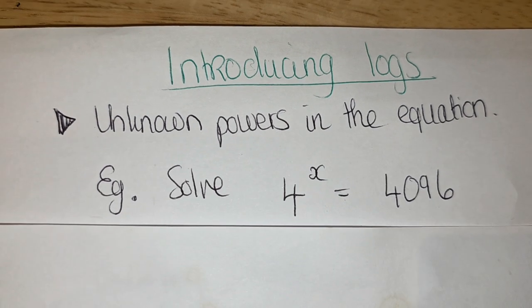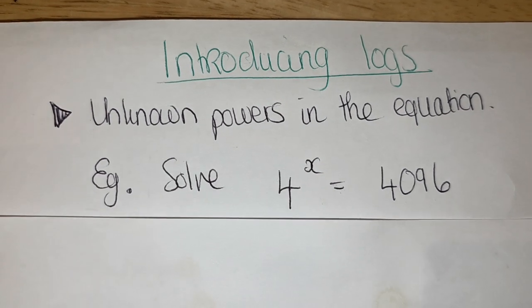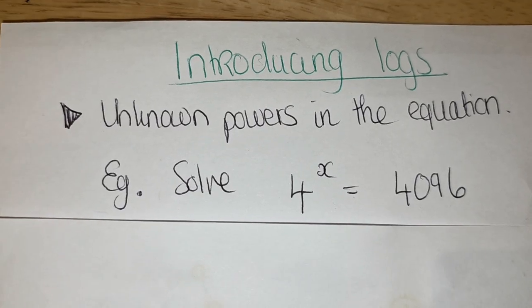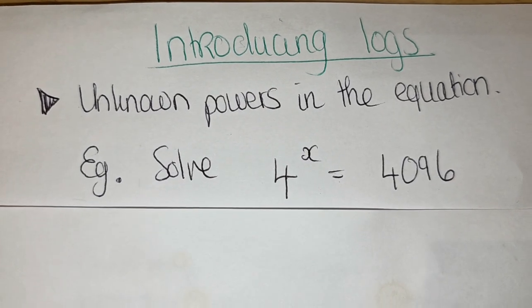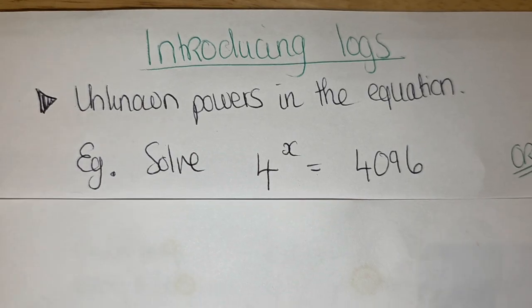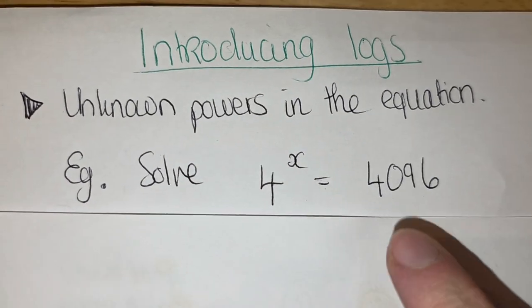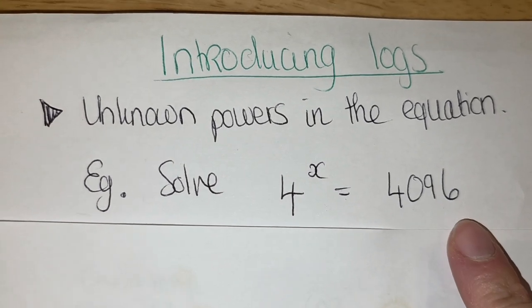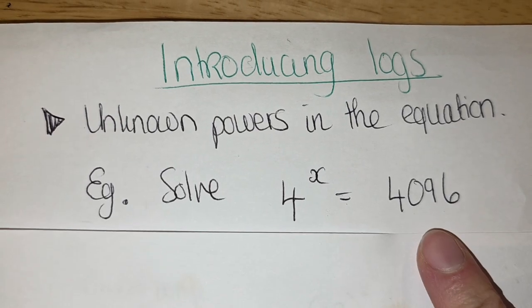Right, we've already come across solving equations with unknown powers in the index, and we learned how to use rules of indices to solve it. So, for example, if you were asked to solve the following equation, 4 to the power of x equals 4096, you'd ask yourself, what could I write them as powers of?